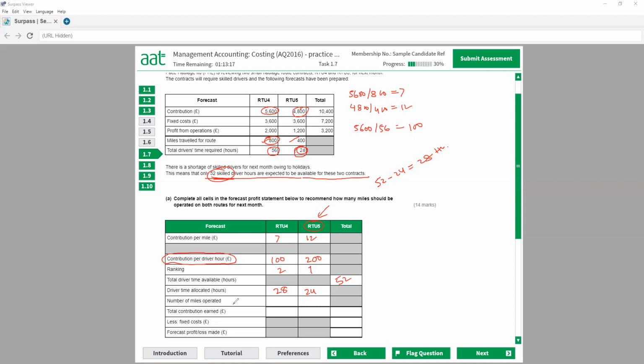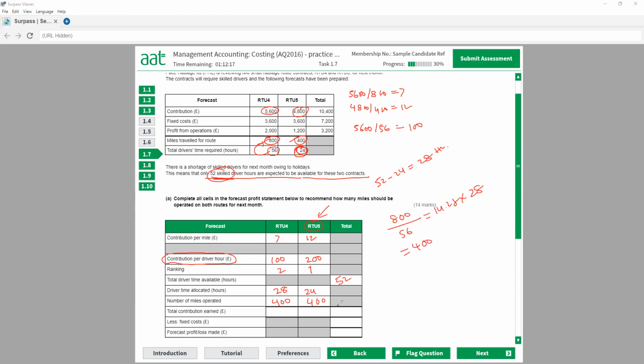The number of miles operated. So how many miles can I drive with these hours? If I take all these 24 hours, I'll be able to travel 400 miles for the RT5. And for the 28 hours, we'll see how many miles we can travel. With the 56 hours, we can travel 800 miles. So let's have a look: in every hour, how many miles can we travel? 800 divided by 56 is 14.28, and we'll multiply by 28. That will give me a total of 399.99. So it's 400 miles we can travel by using 28 hours.